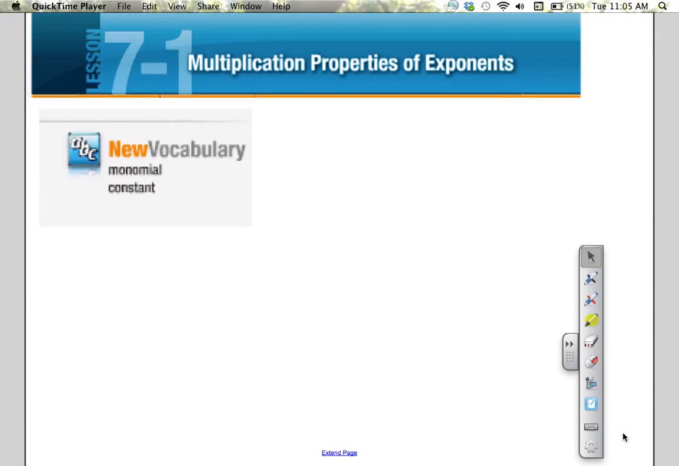7-1, multiplying properties of exponents. Let me just step back a second and say that chapter 7 is going to be about exponents and exponential functions. So we're sort of changing gears for a minute. We aren't going to be doing any graphing. It's really going to be all about solving these functions.